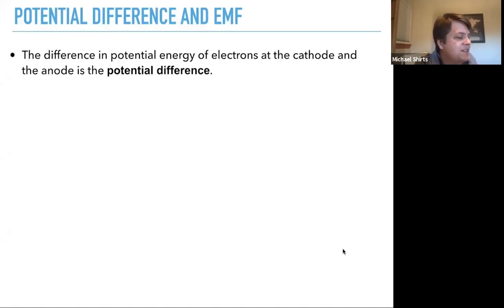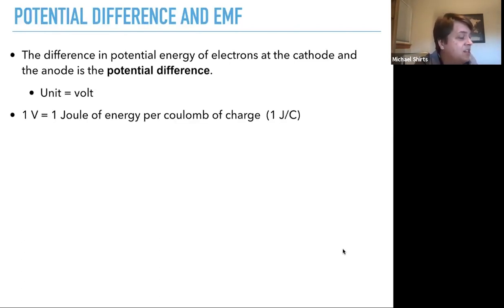So, potential difference and electromotive force. The difference in the potential energy of electrons at a cathode and anode is the potential difference. And really you can take the potential difference of electrons at any point along a circuit. That potential is essentially like the difference in elevation in water flowing downhill. At any point you can take a potential difference there. The unit is a volt. So a volt is a joule of energy per coulomb of charge.